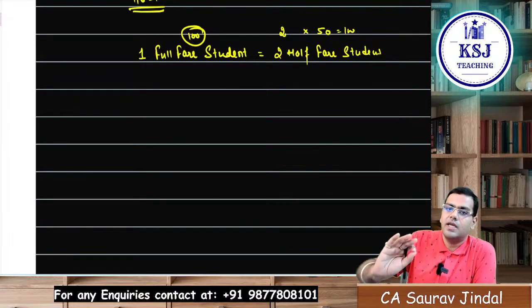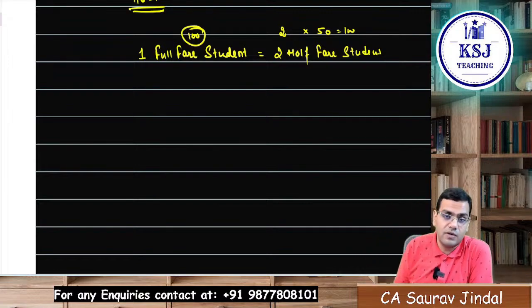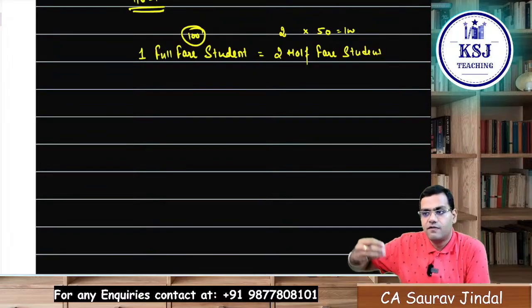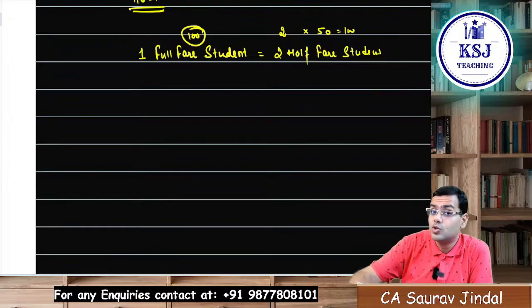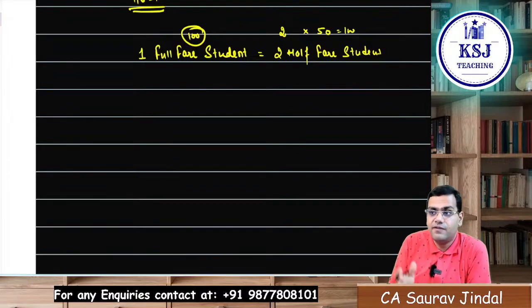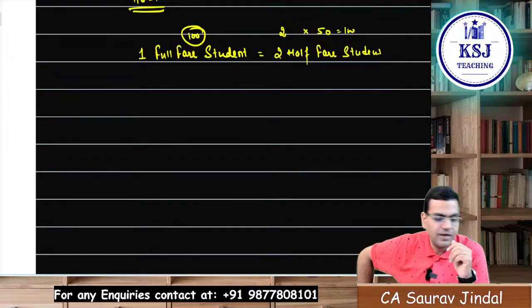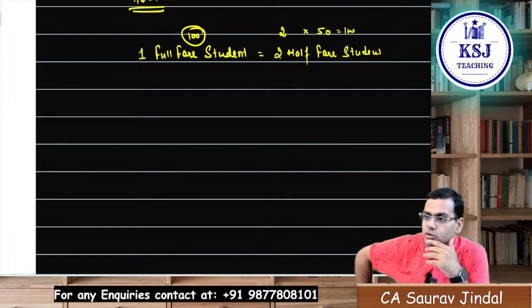Whatever you are earning from one full fare student, let's say 100 rupees you are charging from a full fare student, the same amount if you want to earn from half fare students, how many students will be required? 2 students will be required. 50, 50, 2 students, total 100, that will be equal to 1 full fare. Do you agree with this statement? Any doubts in this statement first?